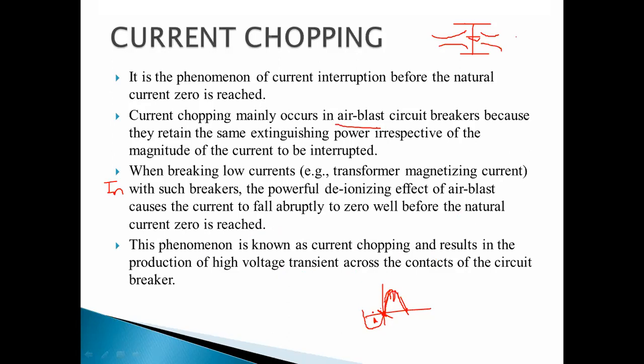Before the natural current zero, when the current becomes zero here, your voltage is increasing here, and that voltage is nothing but the transient restriking voltage.